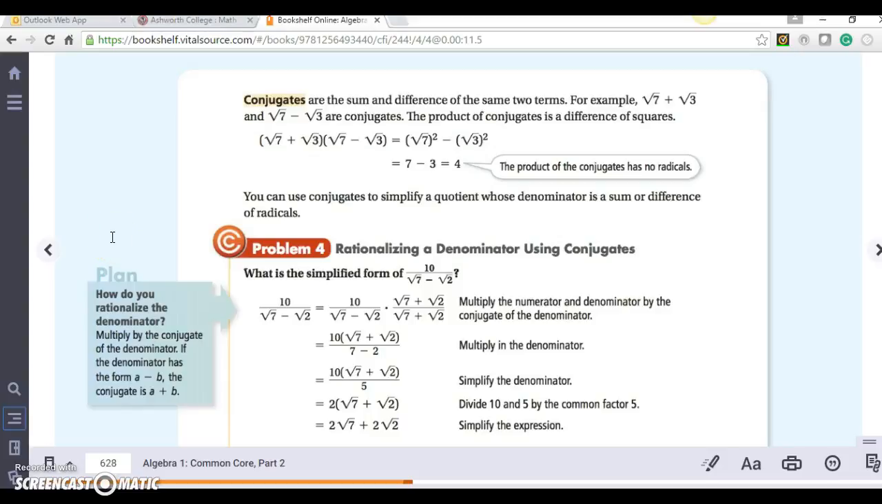Okay, let's take a look at problem 4. Before we do, let's look at conjugates. Conjugates are the sum and difference of the same two terms. For example, the square root of 7 plus the square root of 3 and the square root of 7 minus the square root of 3 are conjugates of each other.